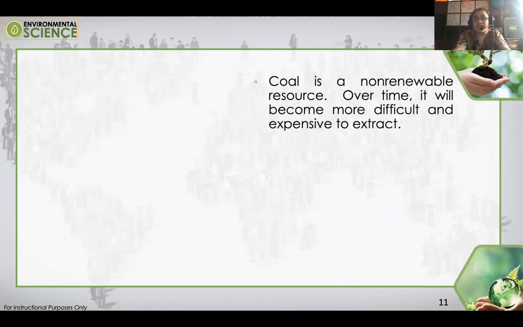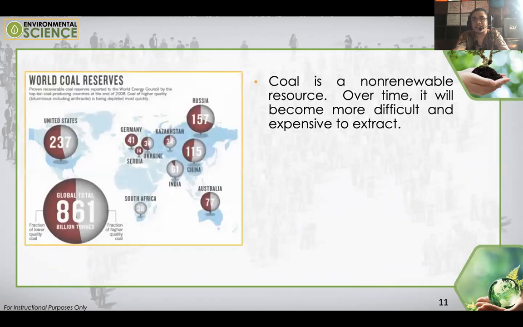Okay. Coal is a non-renewable resource. Over time, it will become more difficult and expensive to extract. This is the world coal reserves that we have. Ang US ang isa sa pinakamalaking, actually ang US ang pinakamalaking contributor ng carbon dioxide emission dahil sa coal kasi coal plants are the primary source of energy of the US.